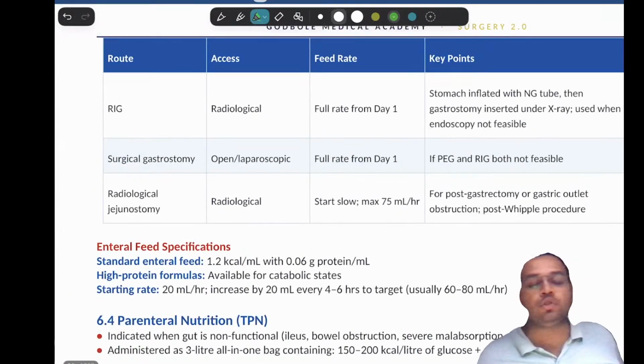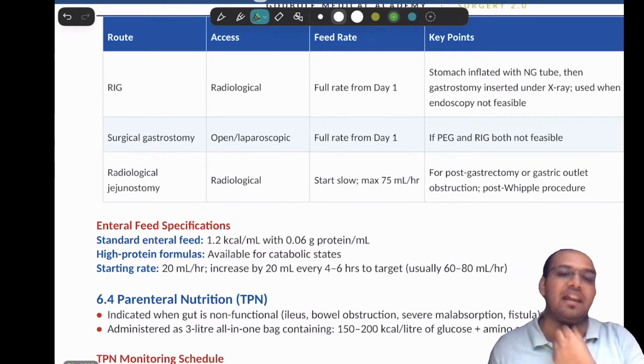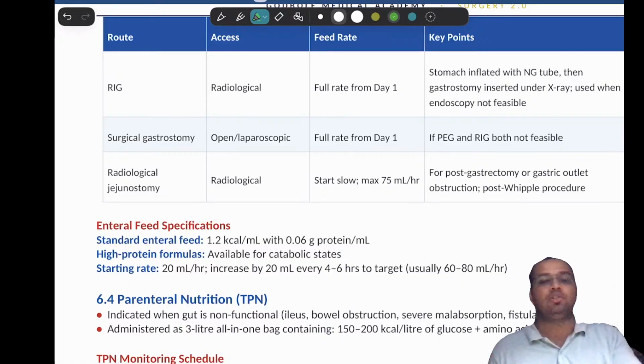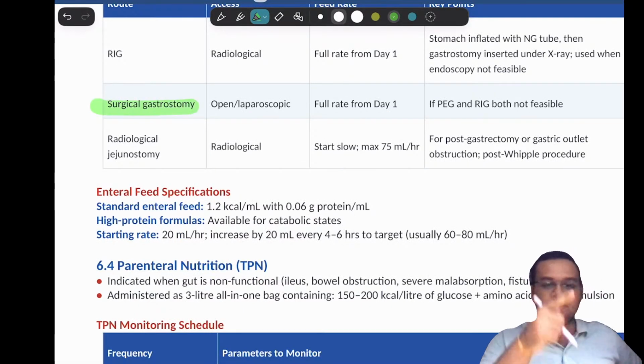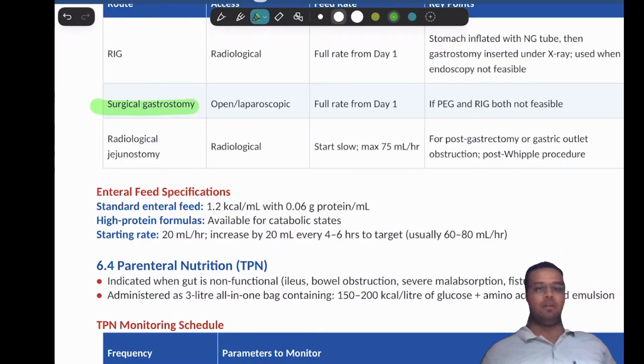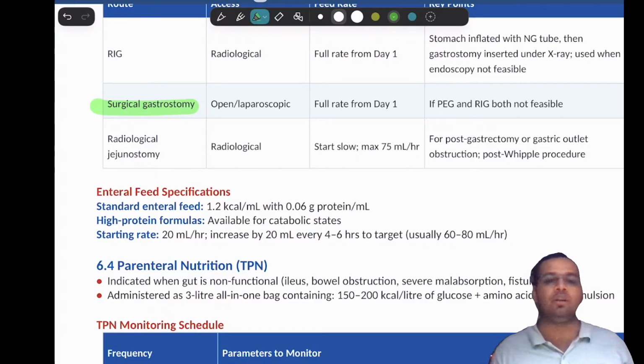Sir, if the endoscopic route is not feasible, say the patient has laryngeal cancer or upper esophageal cancer, so I cannot do an endoscopy, then you can do a surgical gastrostomy. Just put an incision, open the abdomen, and then put the gastrostomy tube, or you can do it laparoscopically.